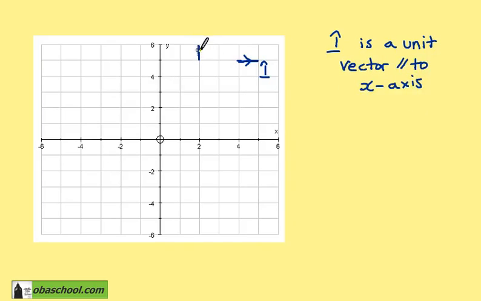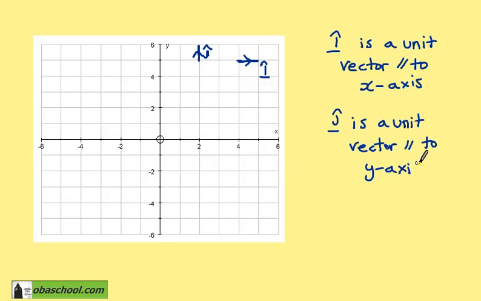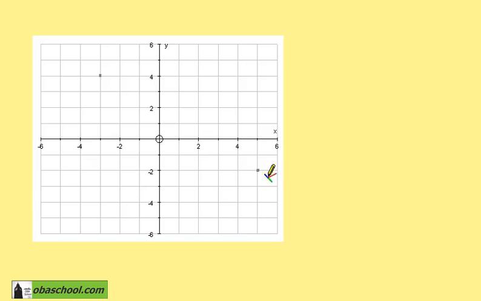We also define another unit vector, which we call j, to be a unit vector. Remember, this means a vector of length 1 unit, this time parallel to the y-axis and in the positive y direction. There are many uses for our base unit vectors.